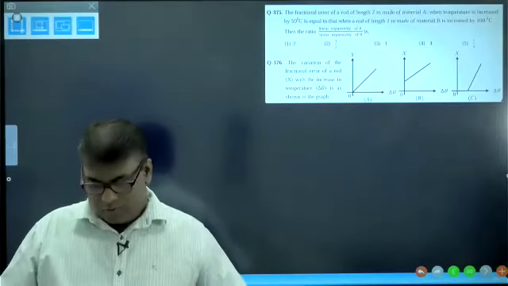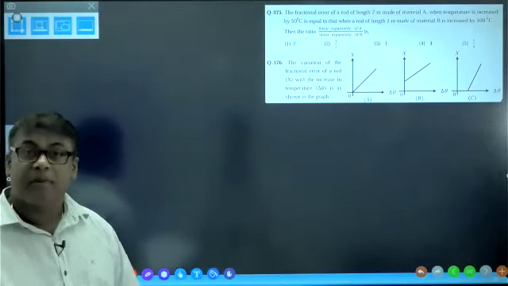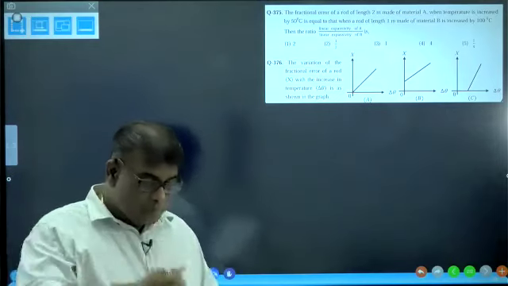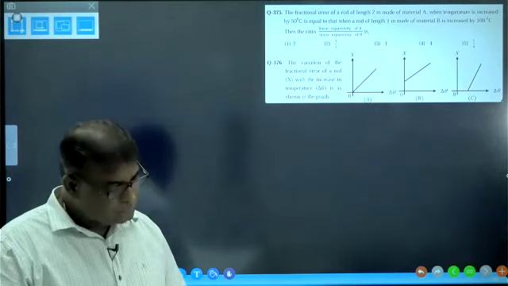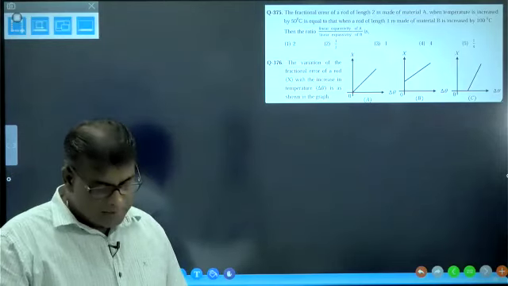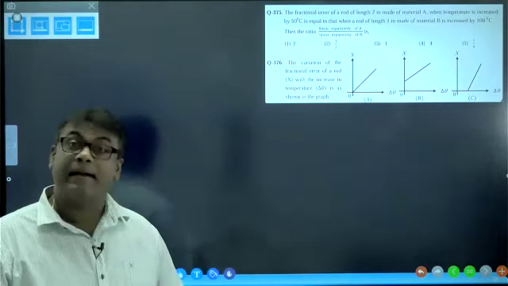Right. Questions related to linear expansion, right? Okay. Today, this is the question arrangement for linear expansion with the fractional change of area, volume, and length, right?